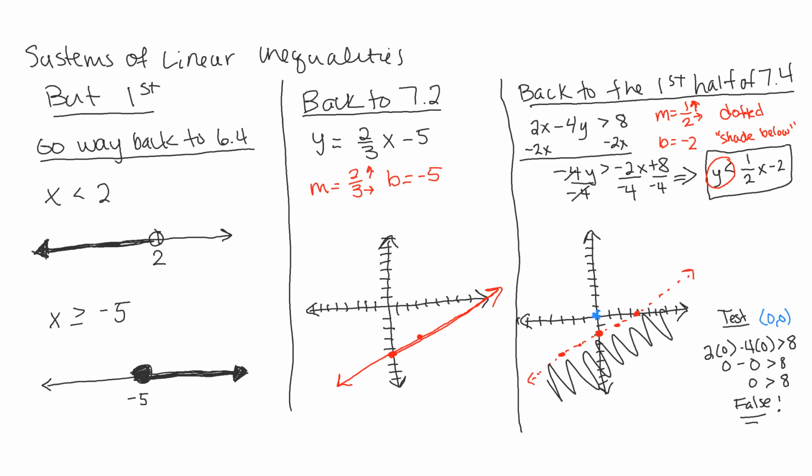Let me actually do that in red. So I want to shade below the line, and this is my solution. So the solution to this linear inequality is every single ordered pair below the line, but not the ordered pairs on the line, okay? So what needs to happen now is we're going to take all 3 of these ideas, especially this stuff from the first part of 7.4, and we want to apply it to what we know about systems of equations, okay?